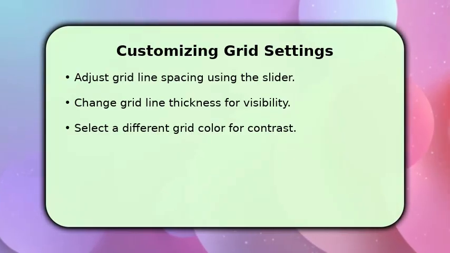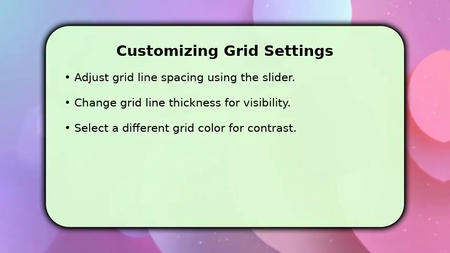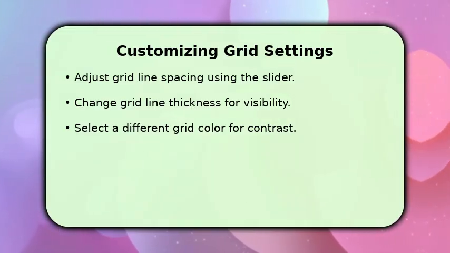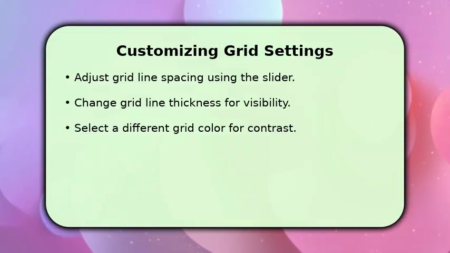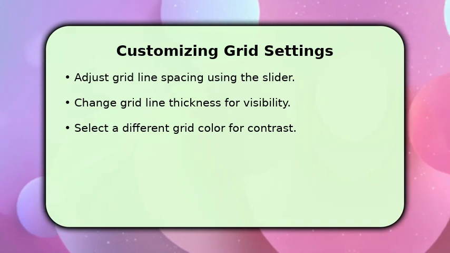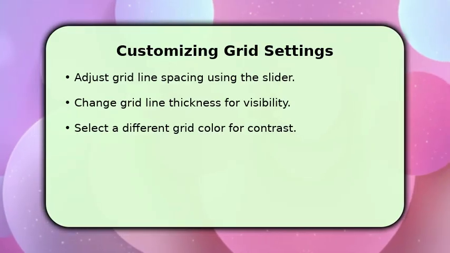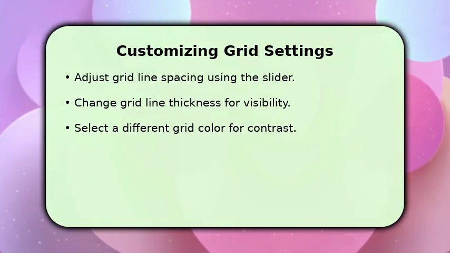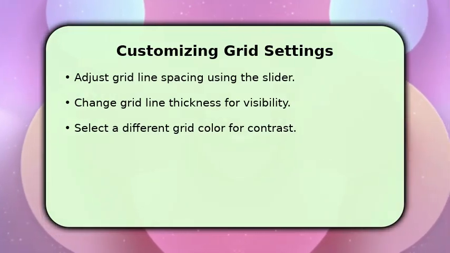Now, let's customize your grid to suit your specific needs. Within the grid settings, you'll find sliders to adjust the spacing between grid lines, perhaps setting it to 25 pixels for detailed work. You can also modify the thickness of the lines, making them more or less prominent. Furthermore, choose a grid color that contrasts well with your artwork, ensuring optimal visibility while you draw.